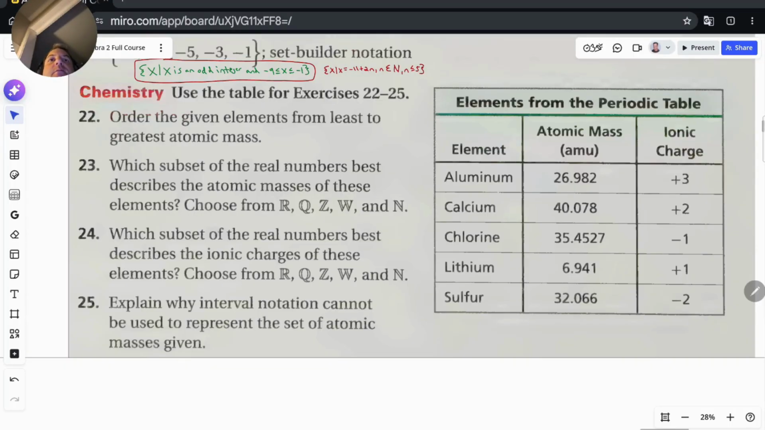In chemistry, scientists use numbers to classify and compare elements. So, in other words, the same skills that we've been using for number sets will apply here. But here we have our elements from the periodic table. Here's our table. And we want to, number 22 says, order the given elements from least to greatest atomic mass. We can begin there. So we'll be looking specifically here at the atomic mass column, AMU, short there for atomic mass.